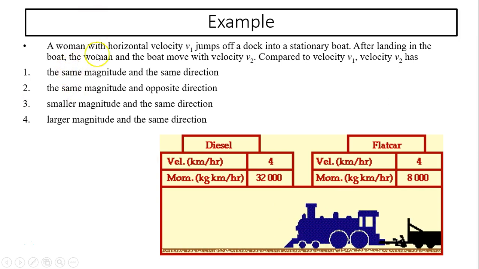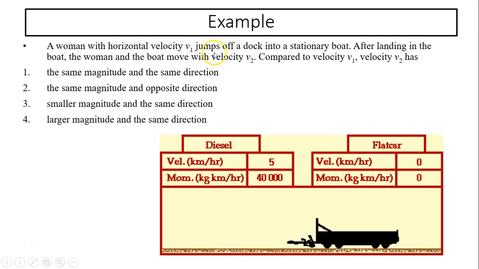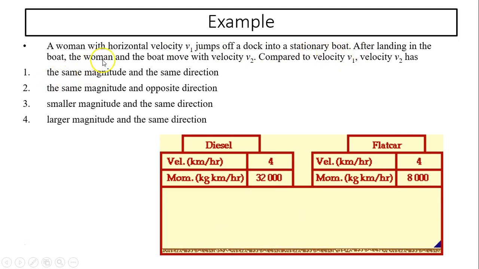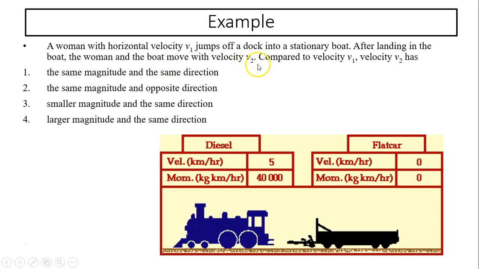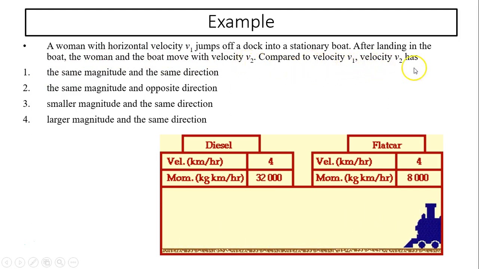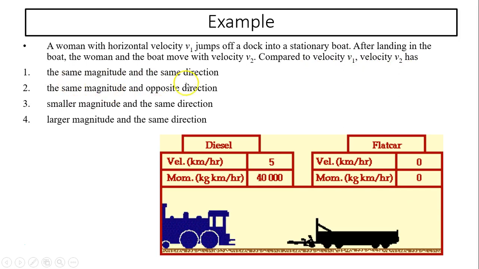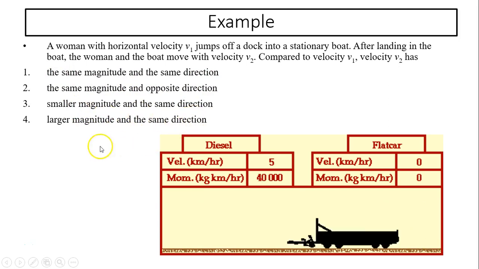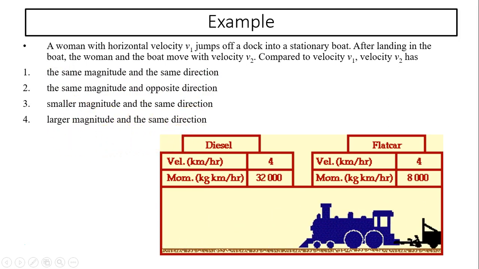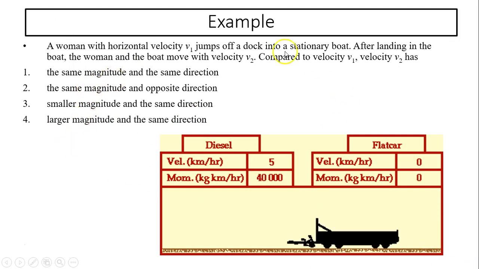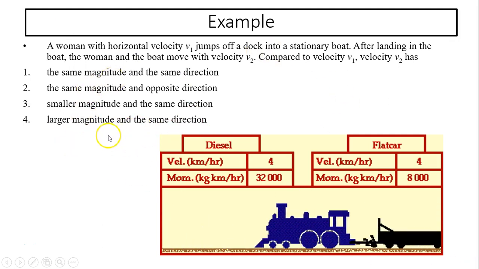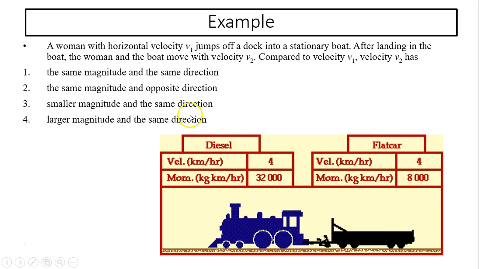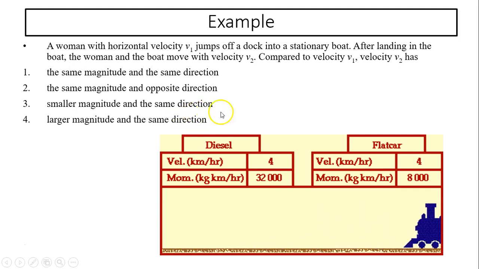Another example. A woman with horizontal velocity v1 jumps off a dock onto a stationary boat. After landing in the boat, the woman and the boat move with velocity v2. Compared to the velocity v1, velocity v2 has: one, same magnitude, same direction; two, same magnitude, opposite direction; three, smaller magnitude, same direction; four, larger magnitude in the same direction. Some of you probably instinctively know the answer should be 3. The answer is 3.